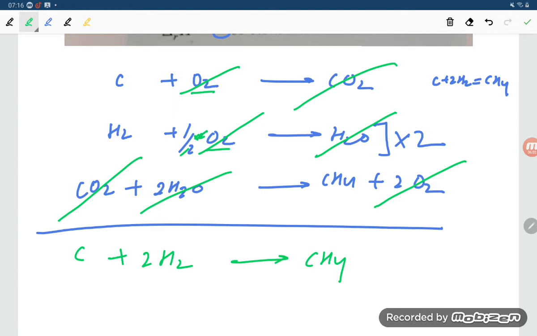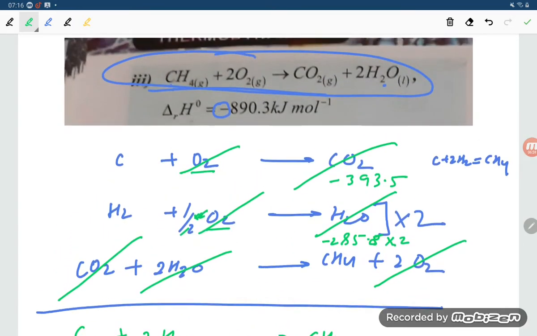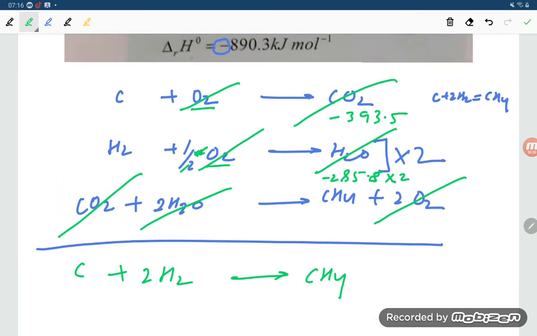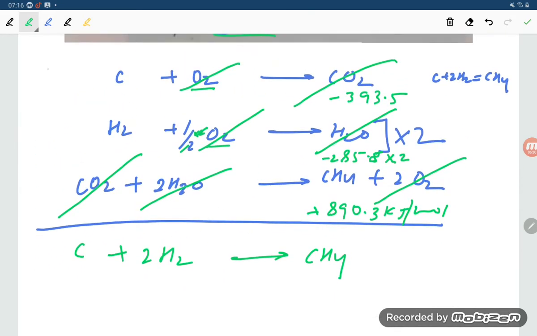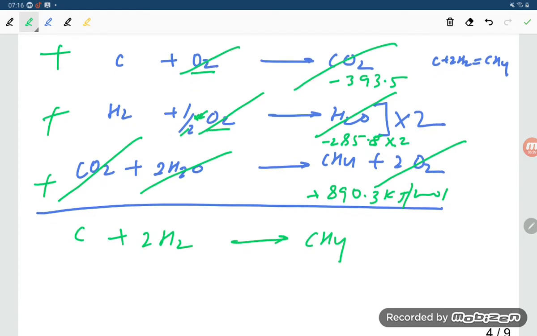In this process, how much enthalpy is mentioned here? Here it is minus 393.5. This one is minus 285.8, multiplied by 2, and this reaction is a reverse reaction. Now carbon dioxide was on the right side, so after reversing, how much is there? It is coming plus 890.3 kilojoule per mole. So now add it out. After reversing, add all the three equations.